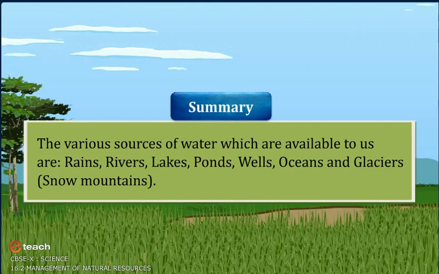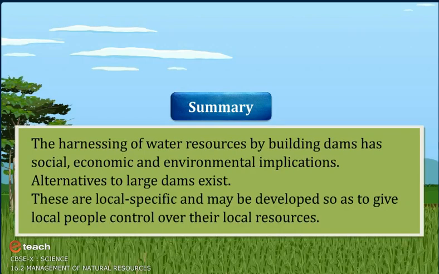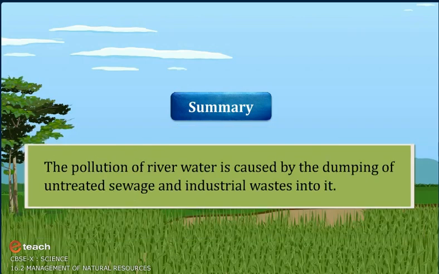Summary. The various sources of water which are available to us are rains, rivers, lakes, ponds, wells, oceans and glaciers, that is, snow mountains. The harnessing of water resources by building dams has social, economic and environmental implications. Alternatives to large dams exist. These are local specific and may be developed so as to give local people control over their local resources. The pollution of river water is caused by the dumping of untreated sewage and industrial waste into it.